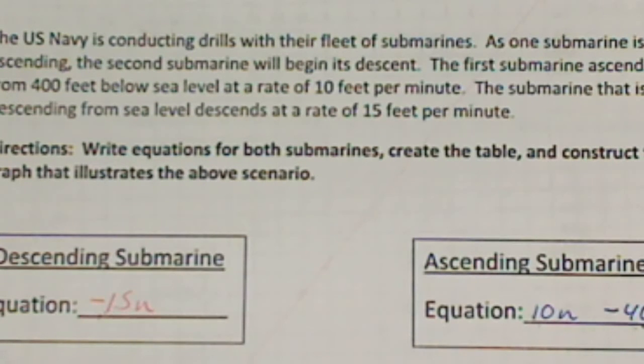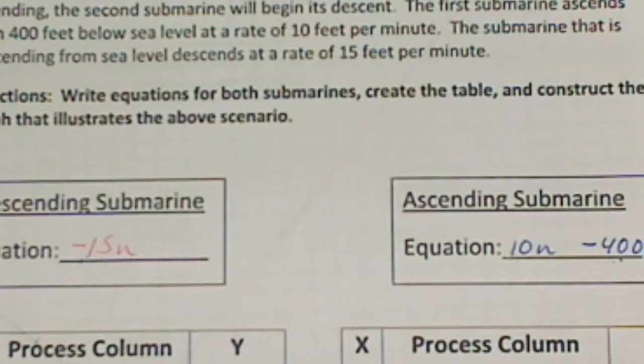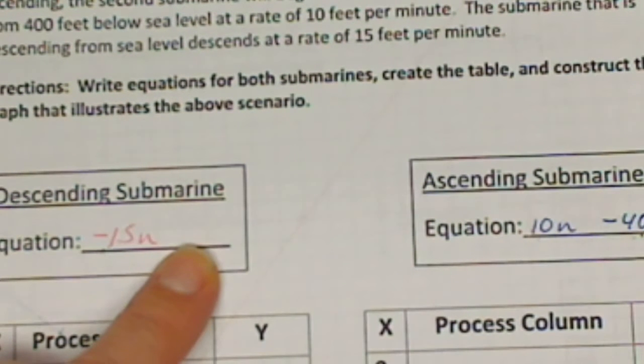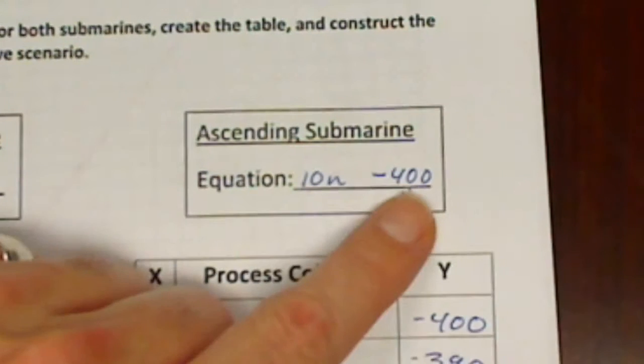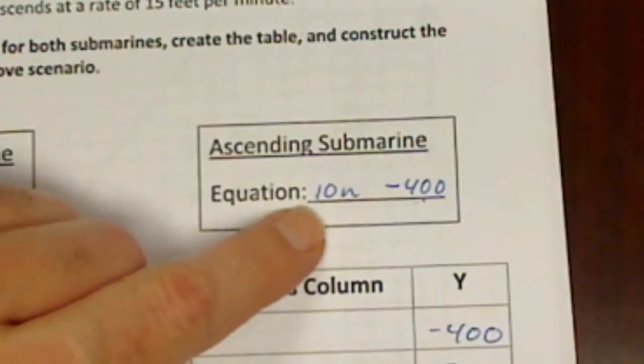The first submarine ascends from 400 feet below sea level at a rate of 10 feet per minute. The submarine that is descending from sea level descends at a rate of 15 feet per minute. So if you look at my equations, here's the guy that starts at sea level. So his starting point is 0. So that means this is a proportional relationship. We start at 0, 0 because they're starting at sea level, which again is 0. And he's going down 15 feet per minute. So that's negative 15 because we're going down. The one ascending started at negative 400 feet, and he's coming up at 10 feet per minute. So that's why it's a positive 10.